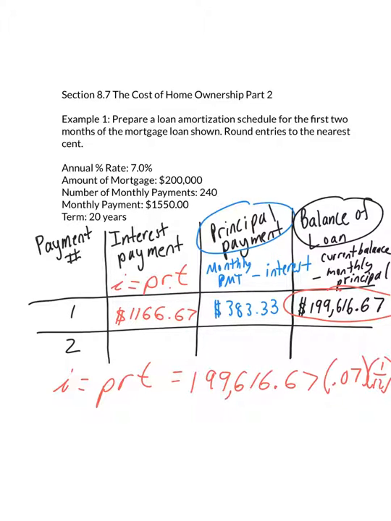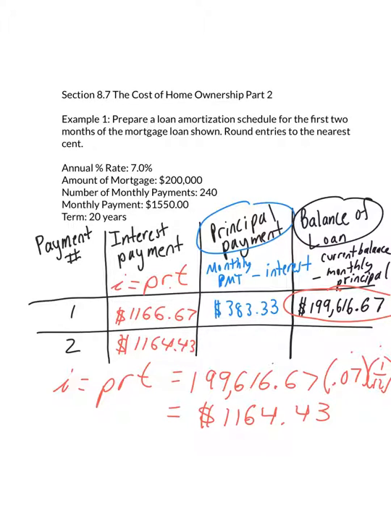So in your calculator, go ahead and type in $199,616.67 times 0.07 times 1/12. And if you do it correctly, you should be getting that out of the $1,550 you're paying for the mortgage, now in this month, $1,164 and about 43 cents of it is going towards interest. So the vast majority is still unfortunately going towards interest.